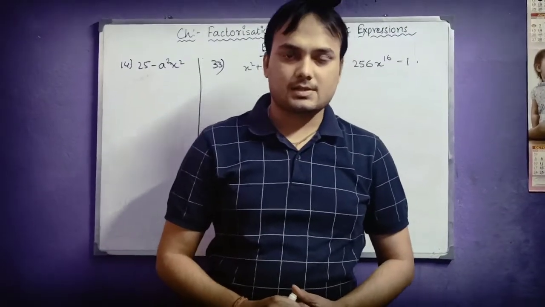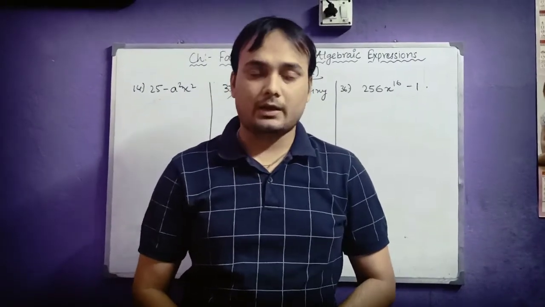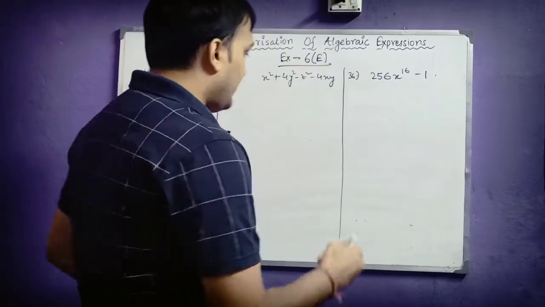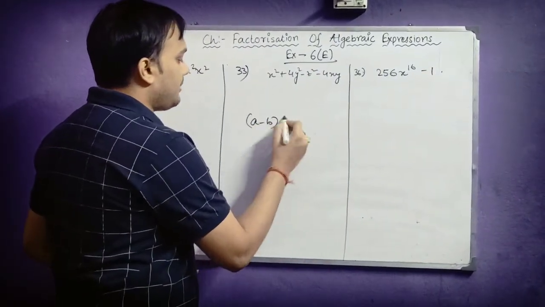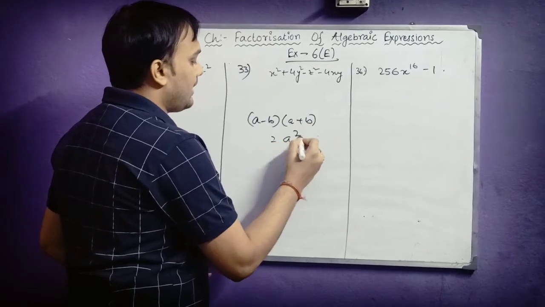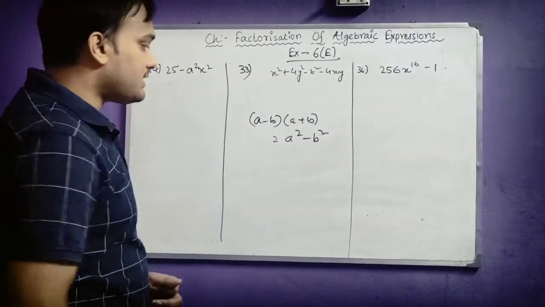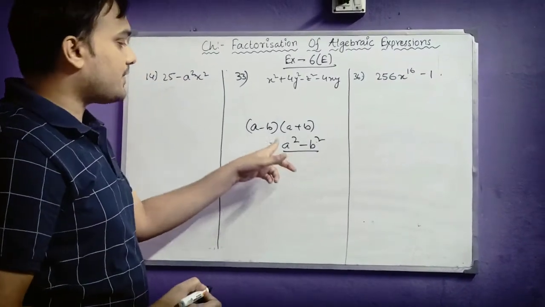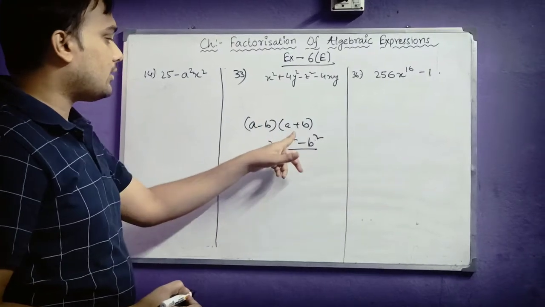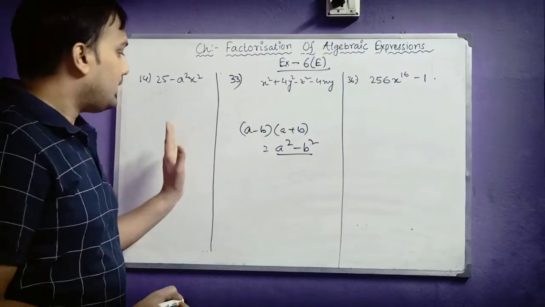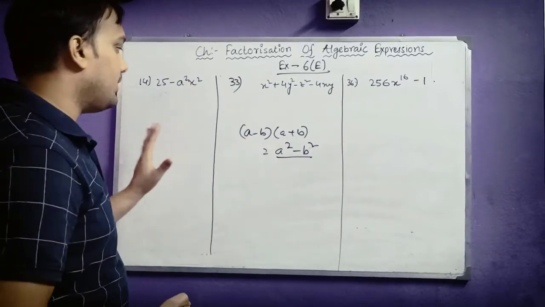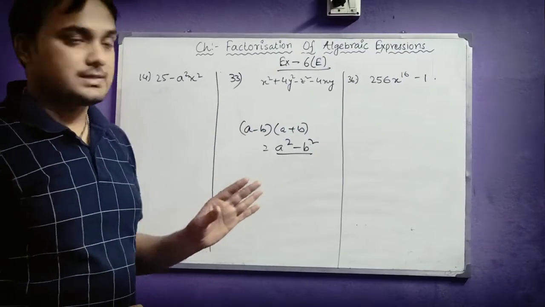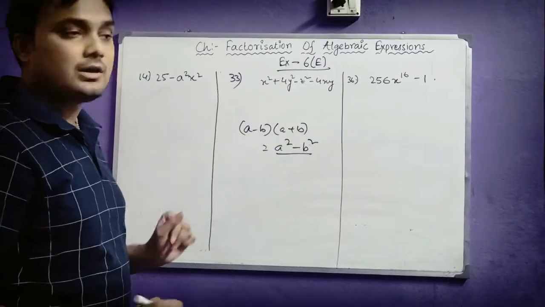Students, our previous exercise was based on formula a plus b whole square and a minus b whole square. And this exercise is based on the main formula a minus b into a plus b equals a square minus b square. That means the difference of the squares of two terms is equal to the product of their difference and their sum. So this is the formula which we will be applying here to solve this exercise, and all these questions will be solved with this particular formula only.